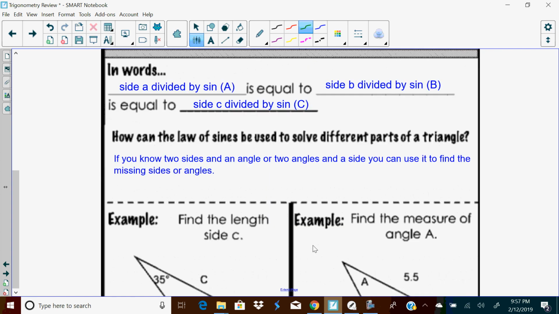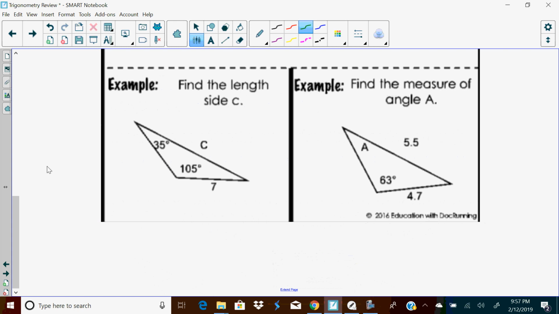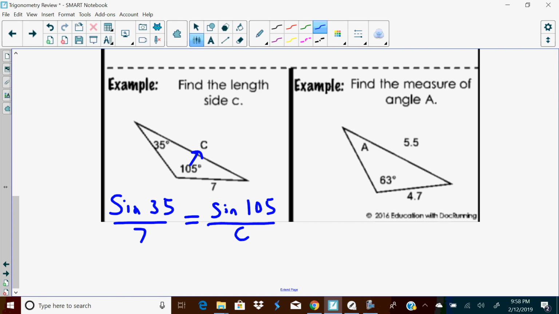Okay, so an example of this would be, say I wanted to find the side length C. I know 2 of my angles and a side, so I can use that to find C. I know that the sine of 35 over 7 has to equal the sine of 105 over C, because they're across from each other.